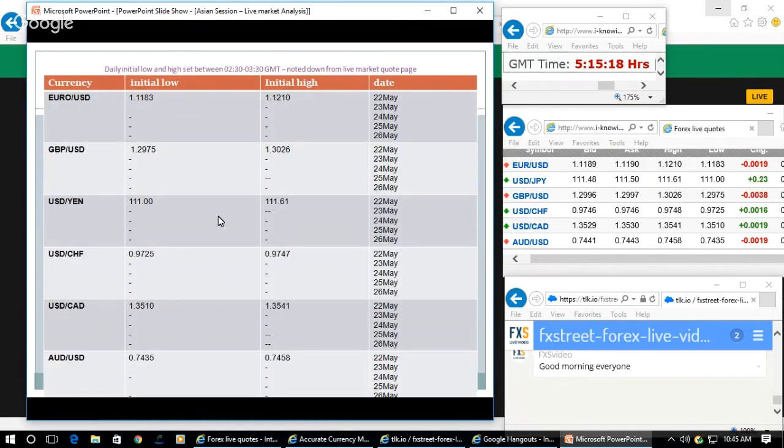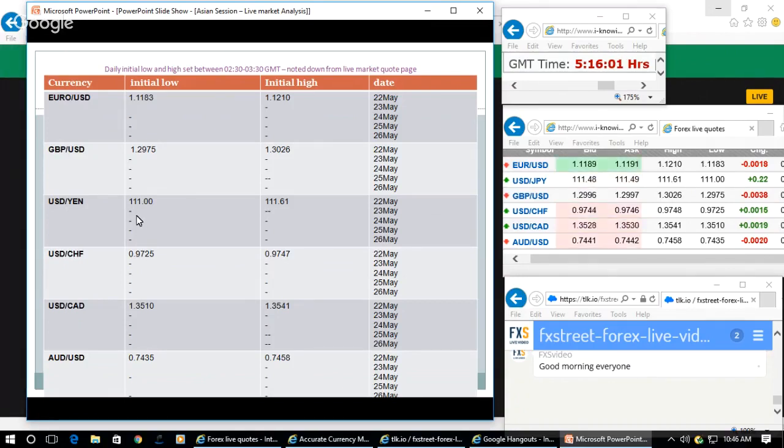Coming to the other market reading, I noted down the initial lows and highs around 3:30 GMT. Currently, Euro formed the low 1.1183 and the high was 1.1210. They have not breached the low or the high. Then GBP 1.2975 is the low, 1.3026 is the high. They have not breached the low or the high. So it has made more than 40 pips spread. So they are likely to come down in the case of GBP first, because that is making more negative net change when compared to Euro and Australian dollar.